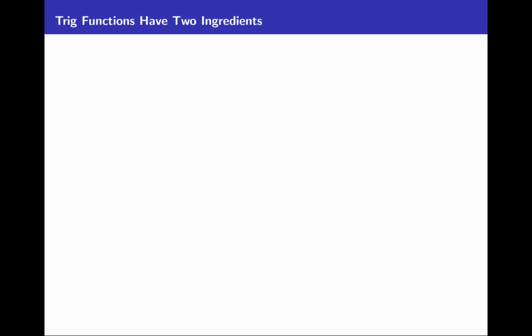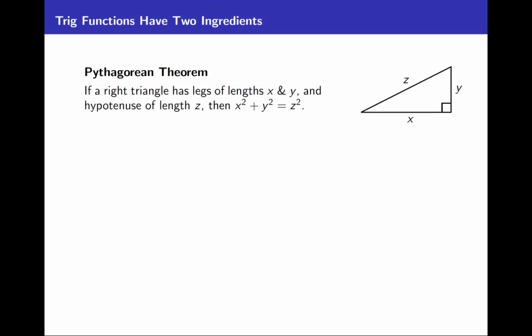Trigonometric functions are actually very simple. They have really just two ingredients. The first ingredient is the Pythagorean theorem, which says that if you have a right triangle with legs x and y and hypotenuse z, then x squared plus y squared always equals z squared. And you're familiar with this theorem from geometry.